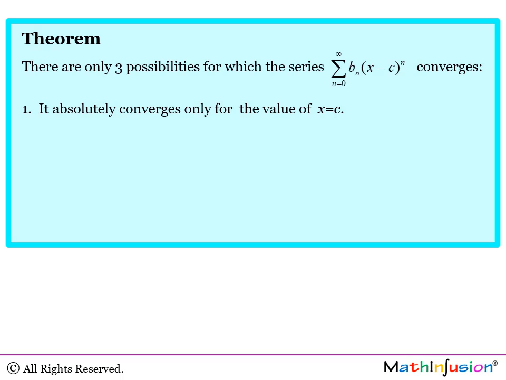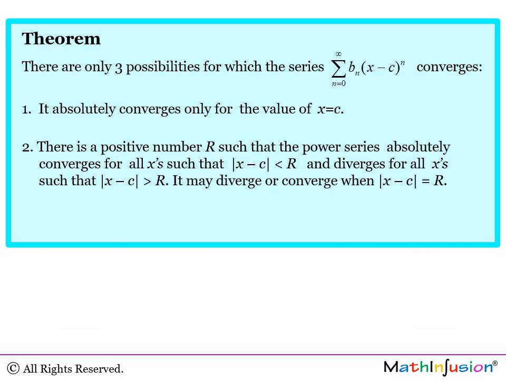1. It absolutely converges only for the value of x equals c. 2. There is a positive number r such that the power series absolutely converges for all x's such that the absolute value of x minus c is less than r, and diverges for all x's such that the absolute value of x minus c is greater than r. It may diverge or converge when the absolute value of x minus c equals r. 3. It absolutely converges for all x.